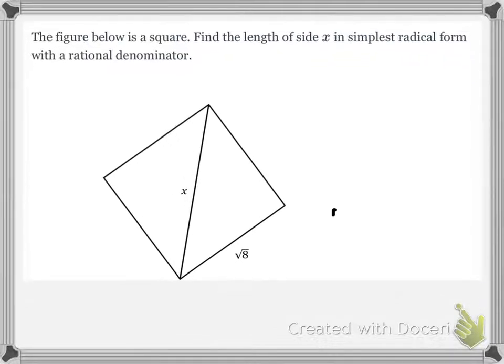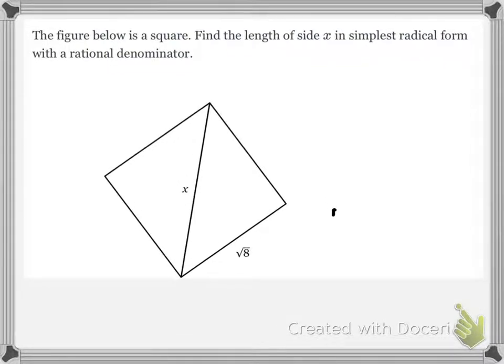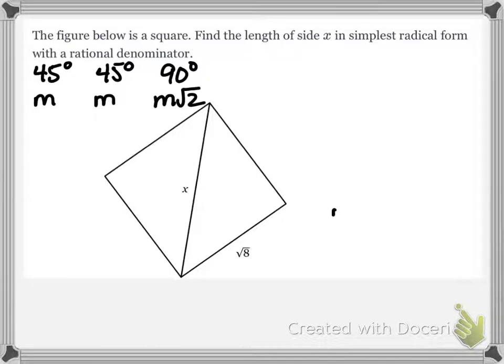I'm going to move this up a little higher. There we go. Okay, so let us write out our ratios. So we just said it's a 45, 45, 90. So let's do that. So 45, 45, and 90. And with that, we have m, m square root of 2.